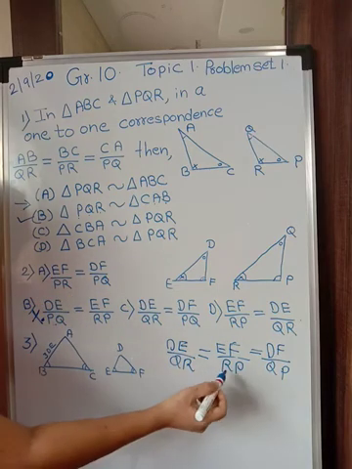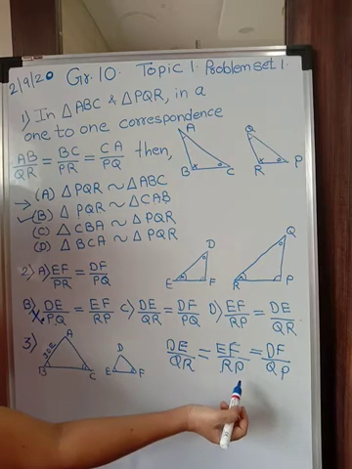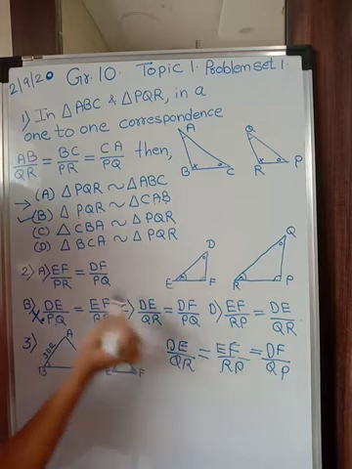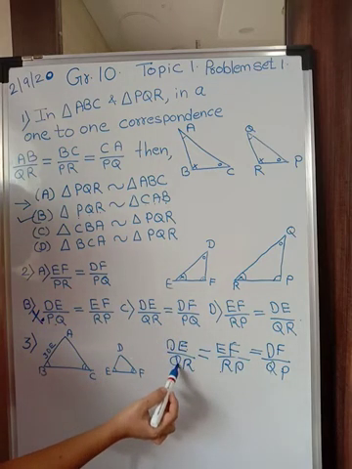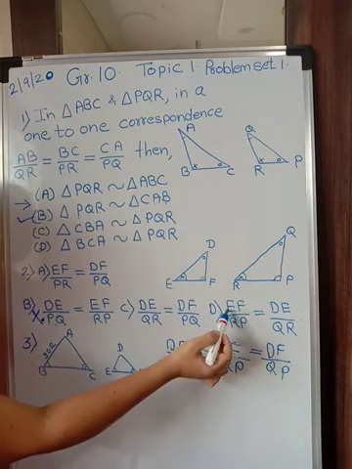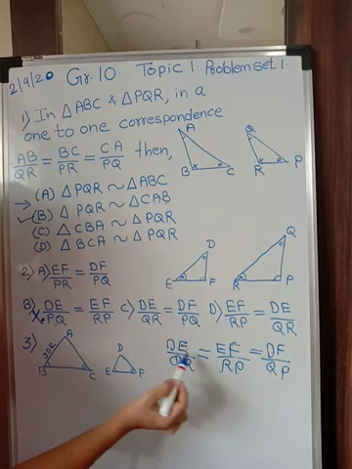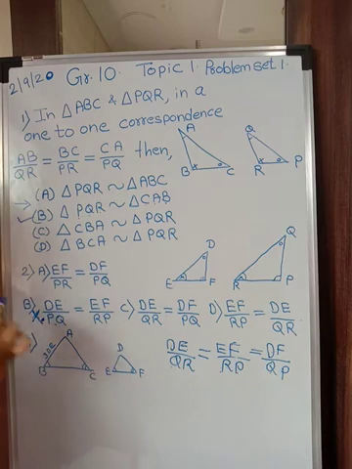EF upon RP is equal to DF upon PQ, or QP, both are same. So this is the first. See, DE upon QR is equal to DF upon PQ. This is equal to this. This is second. Third, see, EF upon RP is equal to DE upon QR. So all these three are satisfying. Only this is the wrong option. Alright, like this also you can consider.